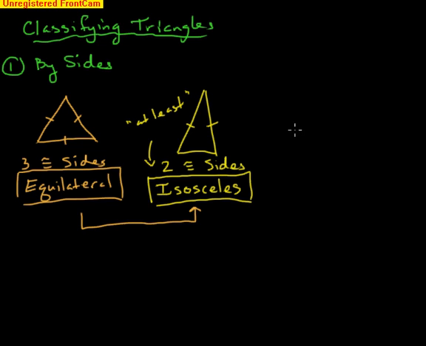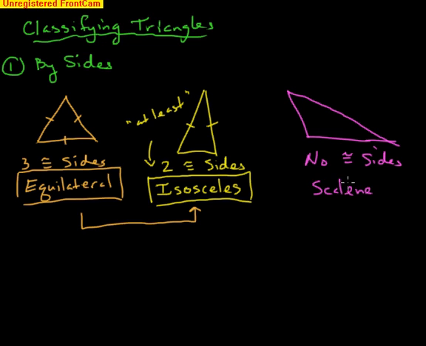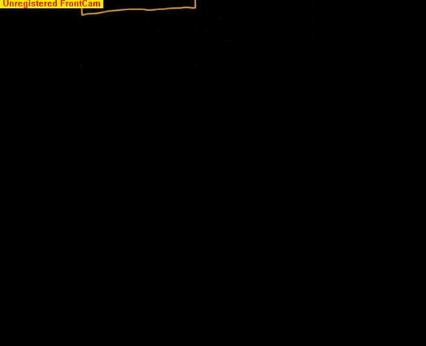And then lastly, what if you have, okay, you have no congruent sides. No congruent sides. Well, then this word is called scalene. Okay, so here's how we classify a triangle by sides: equilateral, isosceles, or scalene. Now, what about angles? Okay, here's the second way to do. We can classify by the angles.